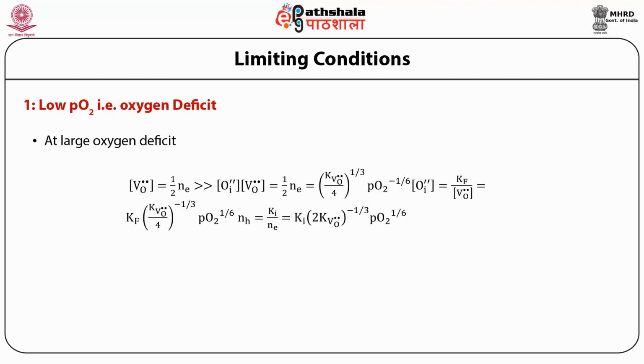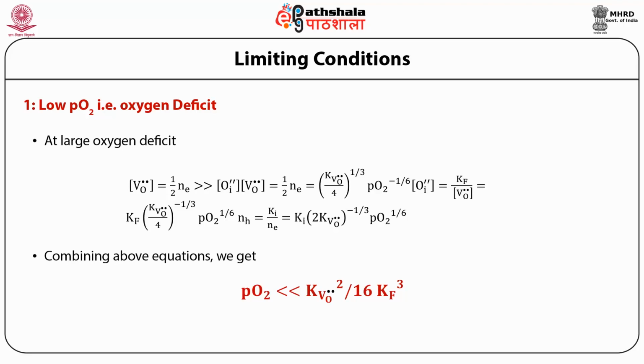So the equation for the concentration of holes becomes NH is equal to Ki by Ne, which in turn can be written as Ki times 2K of VO double dot to power minus 1 by 3 times PO2 to power 1 by 6. So combining all the above equations, we get the condition that PO2 is very much less than K of VO double dot square divided by 16 Kf cube.